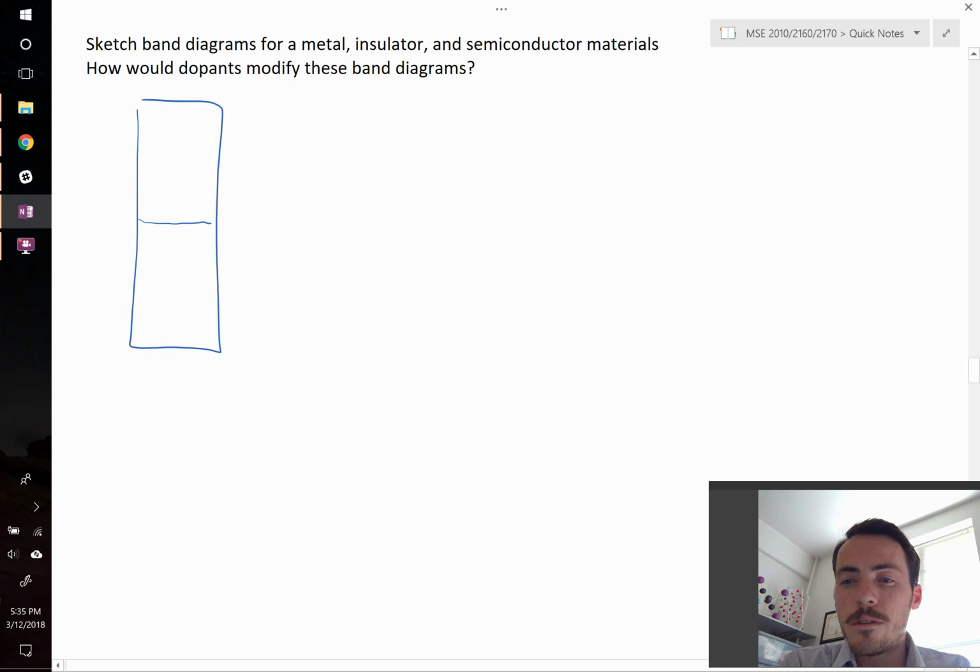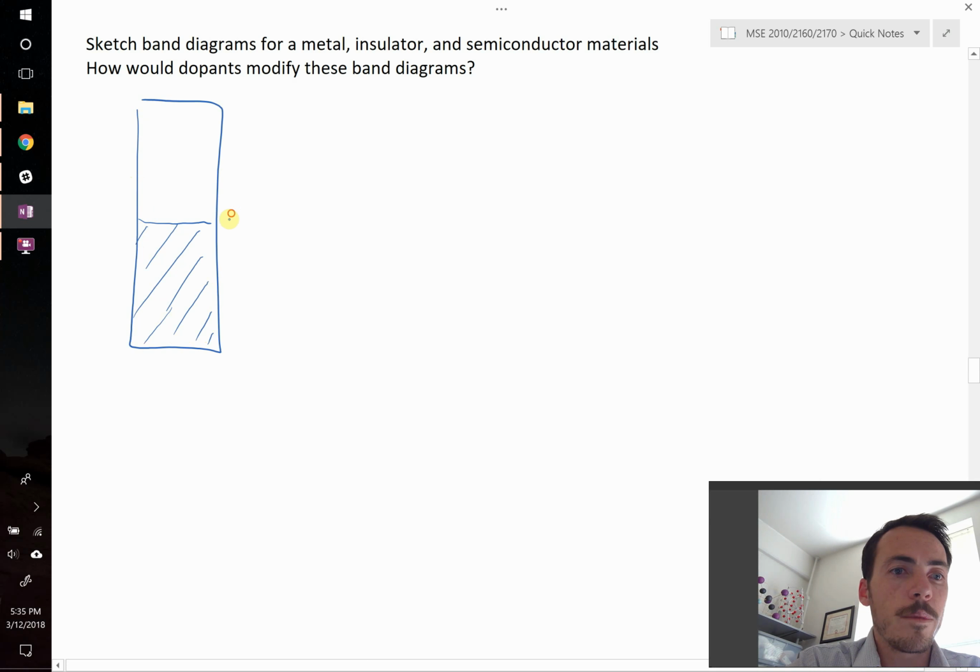corresponds to the energy level at which you would fill this band level up if you were at 0 Kelvin, right? So if you cool this thing all the way down, your electrons are going to occupy some energy states, right? And if they occupy all the way up to that level, we call that the Fermi level. Now, because this is a metal, the Fermi level lies in the middle of the band.